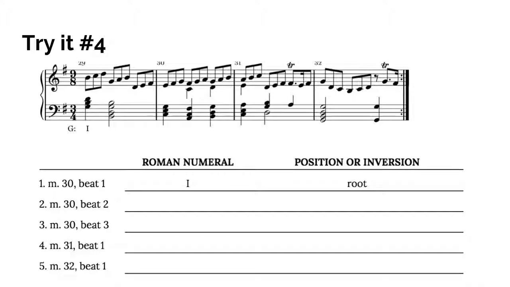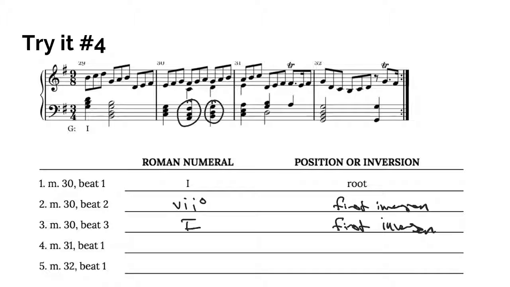All right, so let's go to beat 2 of measure 30. So this one right here. What is that chord? That is a 7 chord, or sorry, 7 diminished chord in first inversion. And then we have beat 3 here, which is a first inversion chord because the root is not in the bass, but the third is.